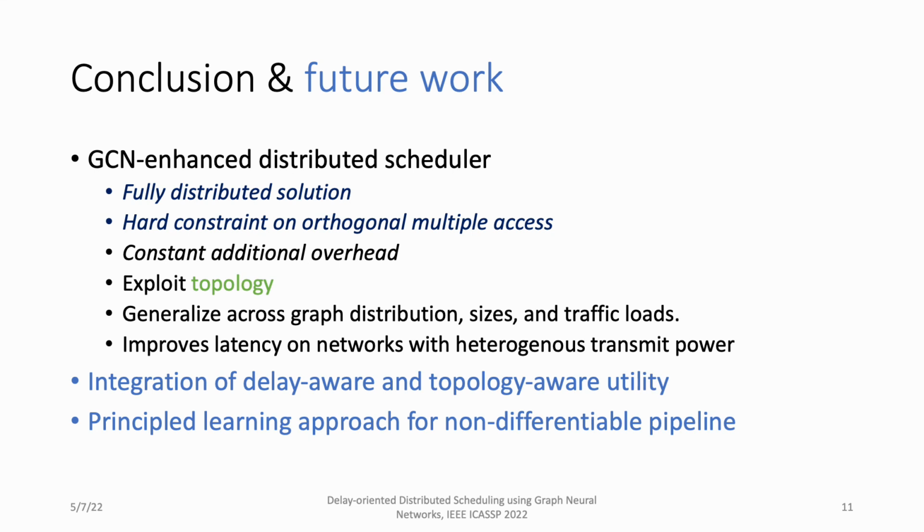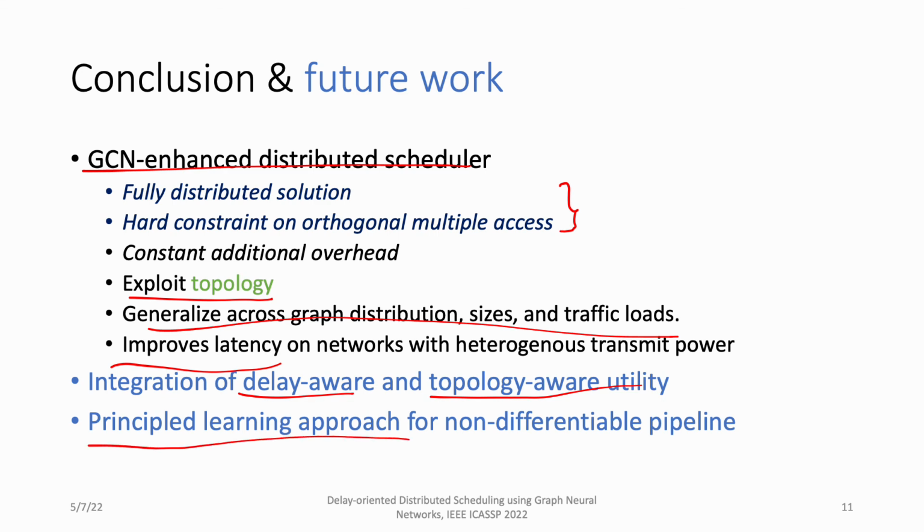To sum up, in this work we proposed a GCN enhanced distributed scheduler that keeps the good features of a traditional distributed scheduler, that is, it follows the hard constraint and is fully distributable. And we can exploit the topology of the network to improve the latency. And our approach can generalize across different graph distributions, sizes, and traffic loads. For the future, we'll focus on how to integrate the delay-aware utility and the topology-aware utility, and also develop a principled learning approach for this non-differentiable pipeline.